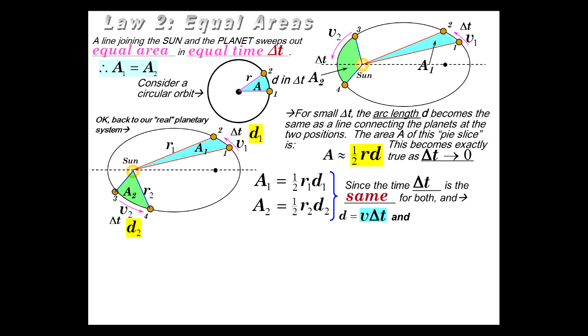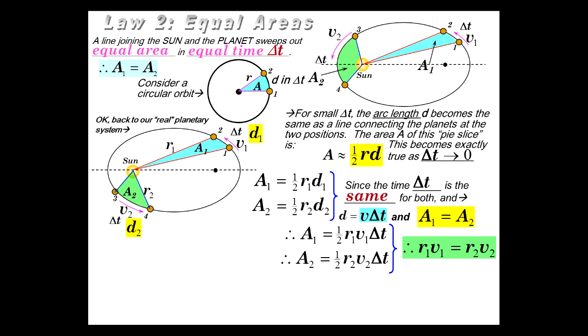D is V delta t, that's what distance is, velocity times time. And area 1 is equal to area 2, so let's set these equal. And let's replace the d's with the v delta t's. So we have A1 is 1/2 R1 V1 delta t, A2 is 1/2 R2 V2 delta t. And so when we set those equal, the 1/2s and the delta t's go away. And so we have a relationship. R1 V1 is R2 V2 is R3 V3. In fact, at any instant, the radius times the velocity is a constant.